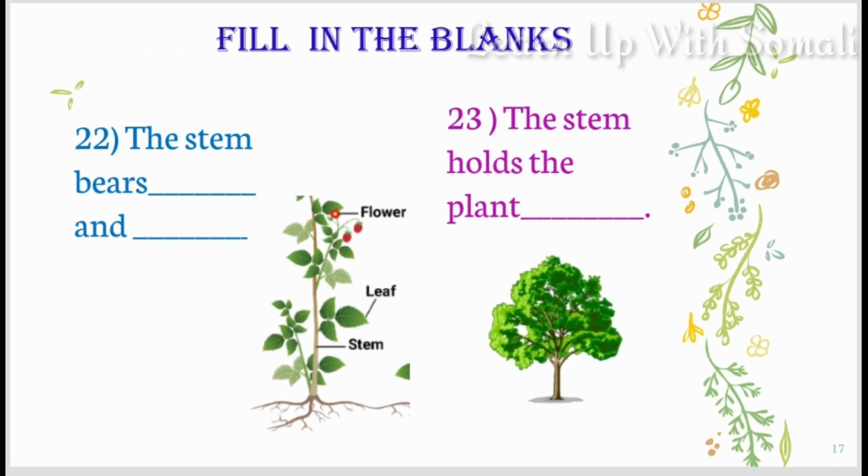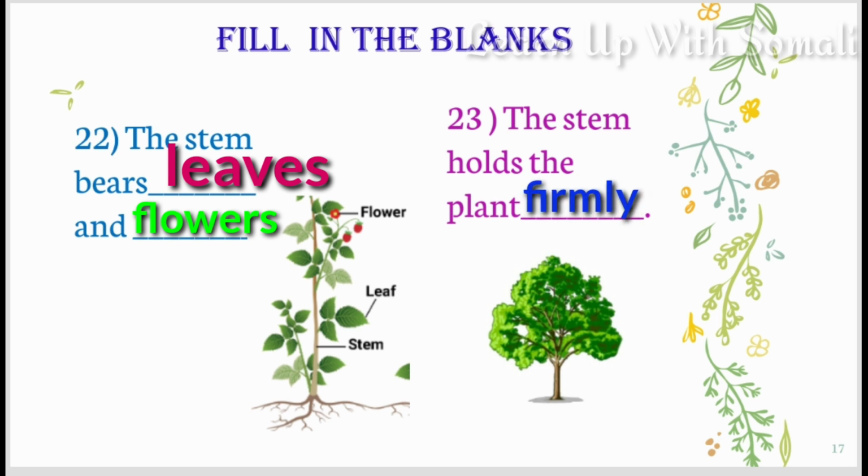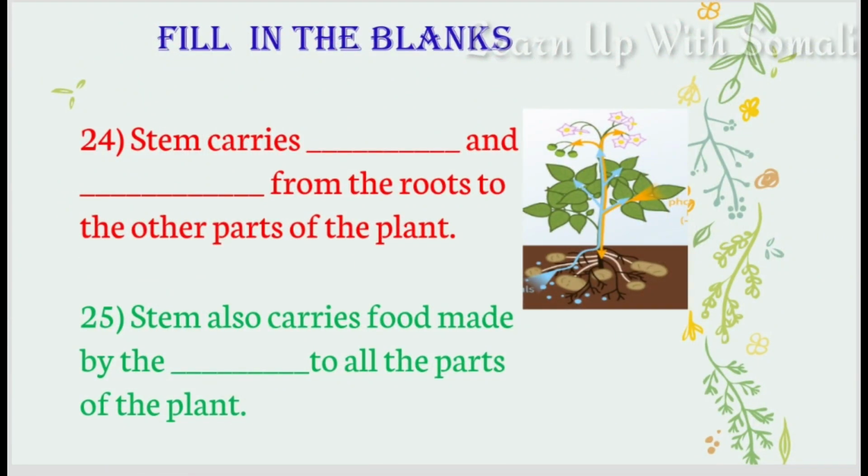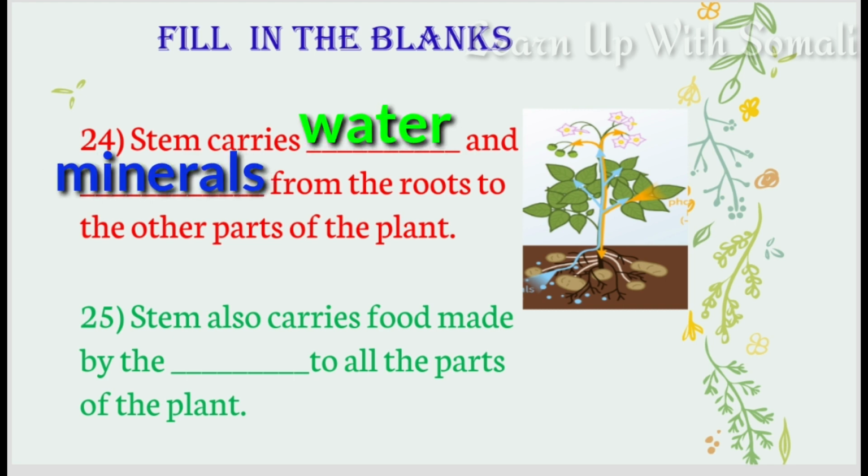Number 22, the stem bears leaves and flowers. Number 23, the stem holds the plant upright firmly on the ground. Number 24, stem carries water and minerals from the roots to other parts of the plant. It's an important function of stem. Number 25, the stem also carries food which is made by the leaves to all parts of the plant.